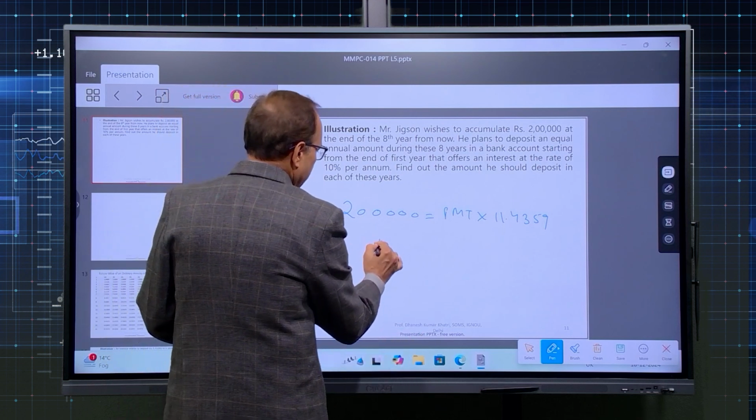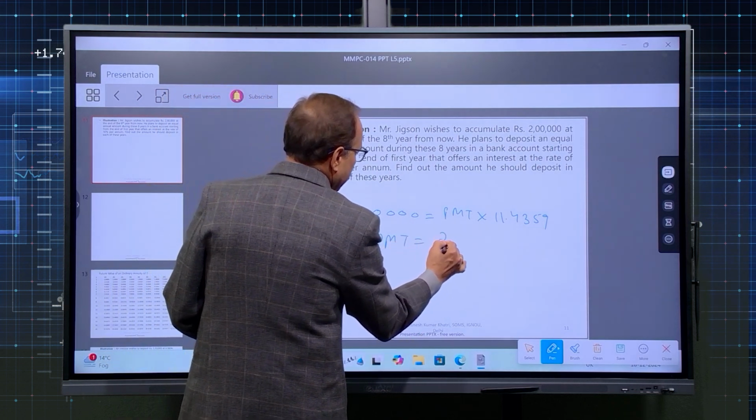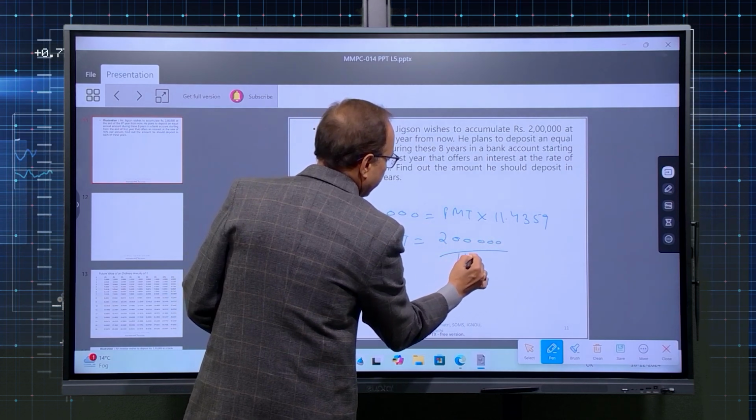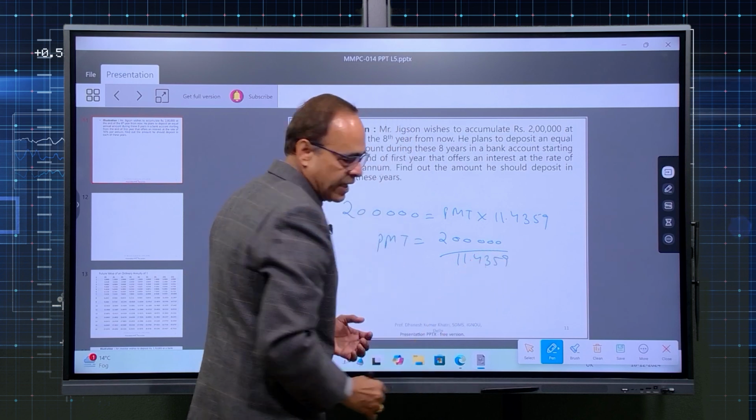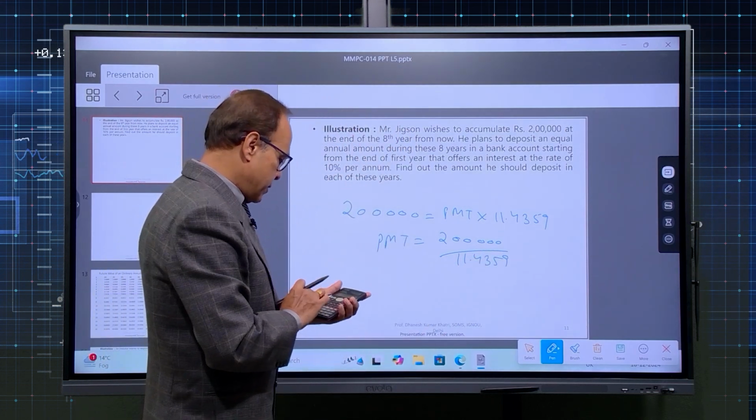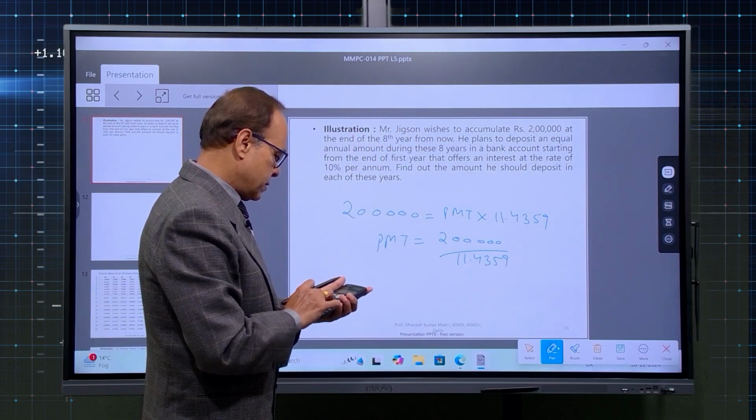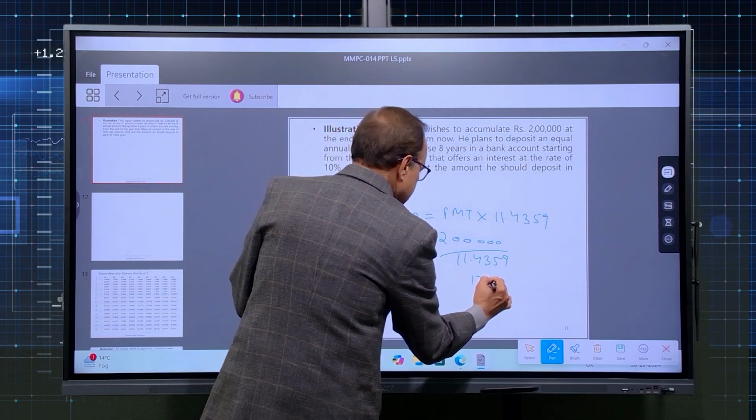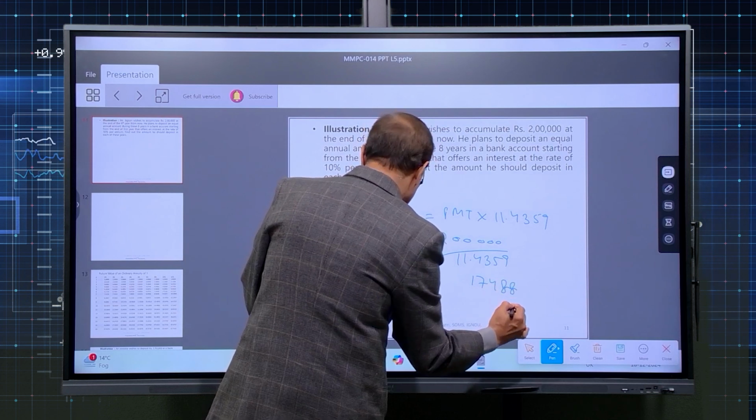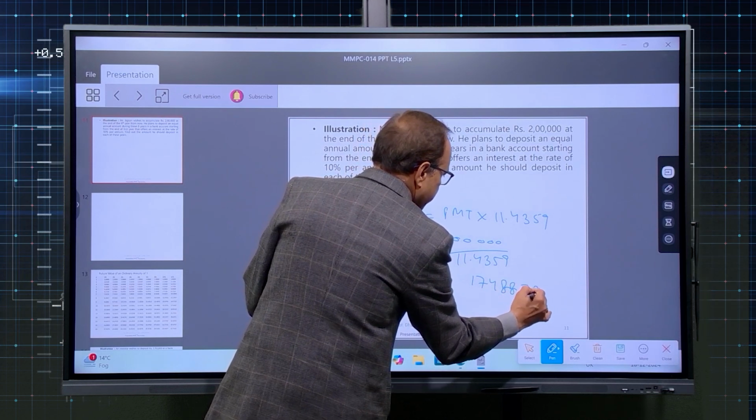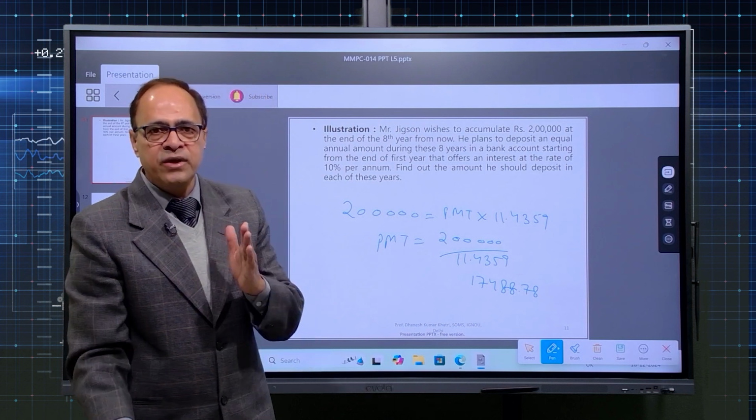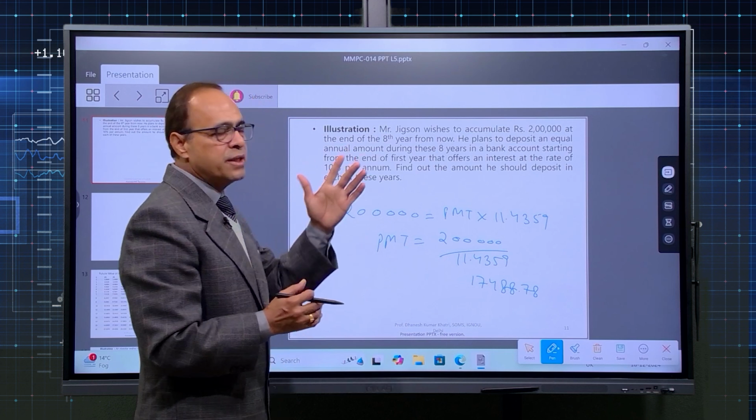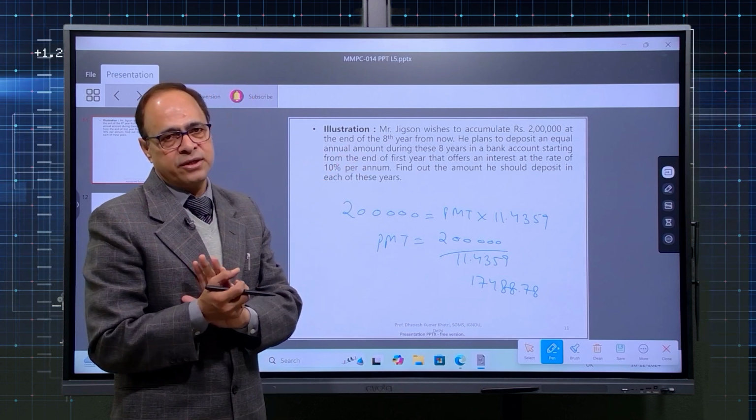Pretty simple. It means PMT becomes 2 lakh divided by 11.4359. So, if you work it out, that means to say every year he needs to deposit 17,488.78. So, if he deposits this money at the end of every year for the next 8 years, he will be able to accumulate rupees 2 lakh at the end of 8th year.